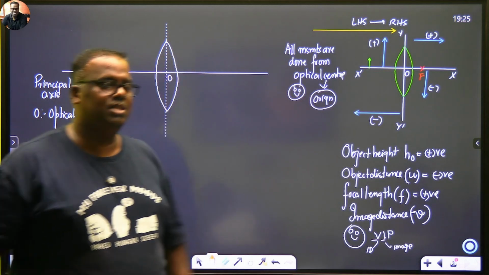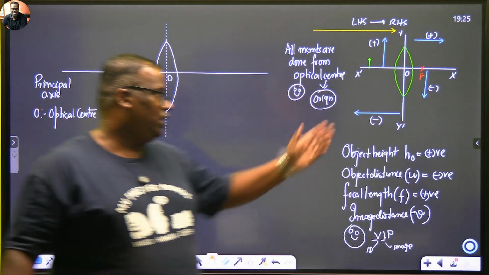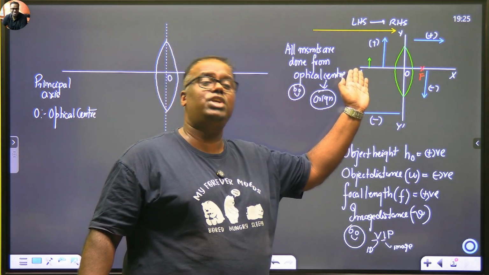Now the question arises, sir, what should be the image distance? Depends. If the image is formed on this side, then we will say the image distance is negative.